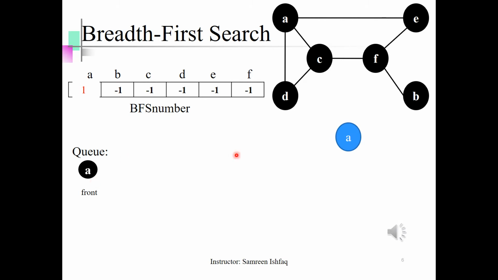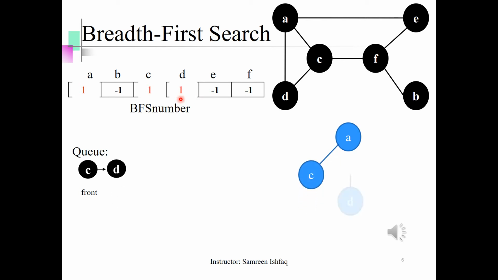Now we will dequeue A and start visiting its neighbors. From A to A, no self loop. From A to B, there is no direct edge. From A to C, yes, there is a direct edge and C is unvisited. We will visit C and mark C with 1 and enqueue C into the queue. Next we will check A to D. There is a direct edge and D is also an unvisited node. We will visit D and enqueue D into the queue.